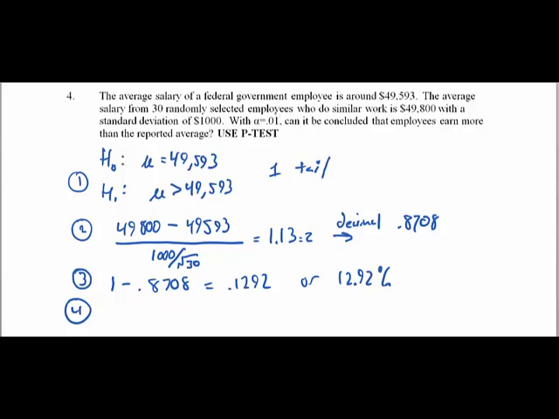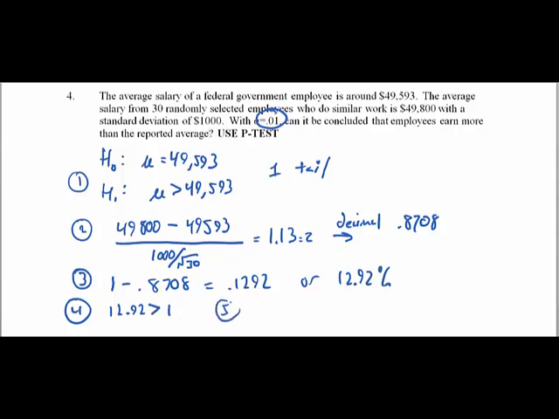Now our alpha in this case was, and I kept saying 1%, because it is 1%, not 10%. So the alpha is 1%. 12% is not lower than 1%. So 12.92% is greater than 1%.